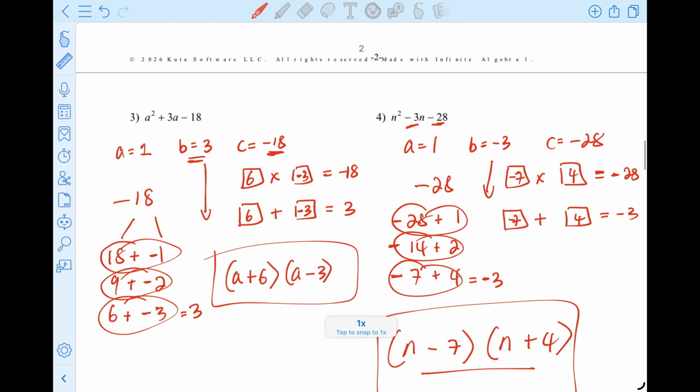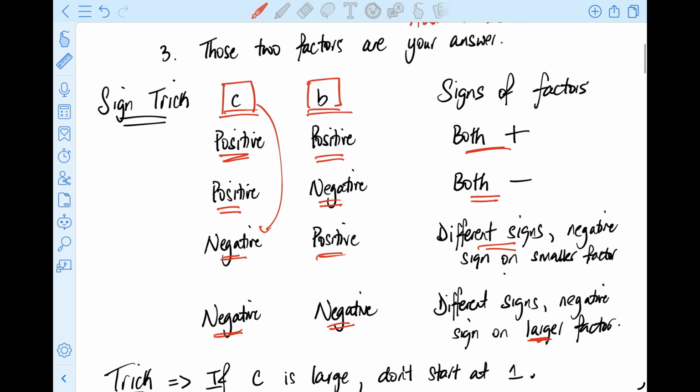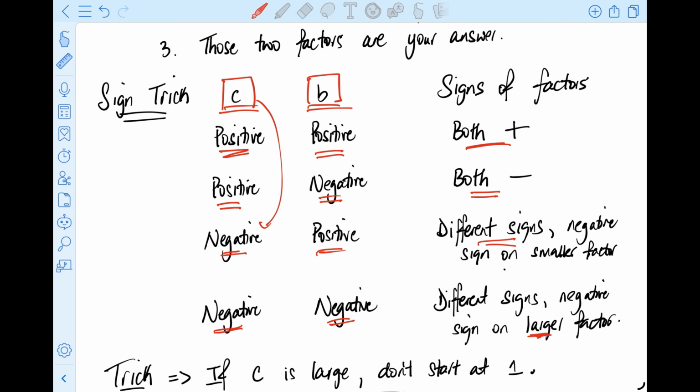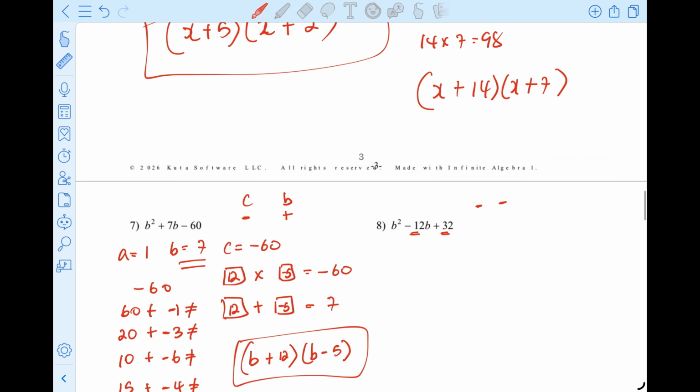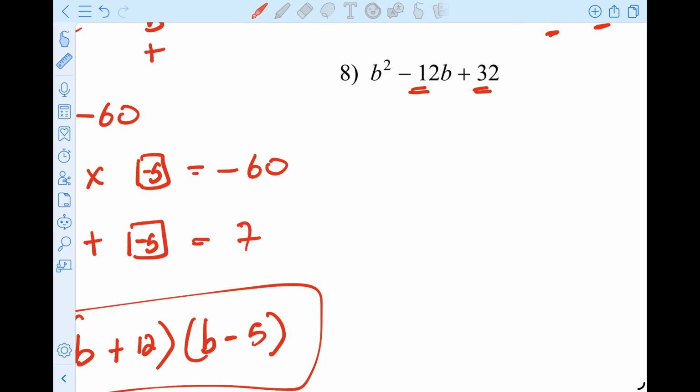Let's scroll out and go here. Right back to this. If C is positive and B is negative, it means I have two negative numbers. Is C positive? Yes, it is. And is B negative? Yes, it is. So it means I have two negative numbers. So just follow the tips and tricks and you cannot go wrong, right?